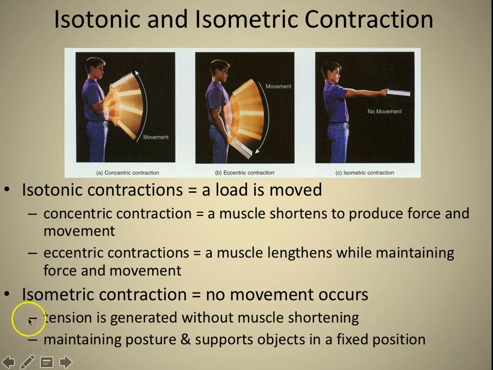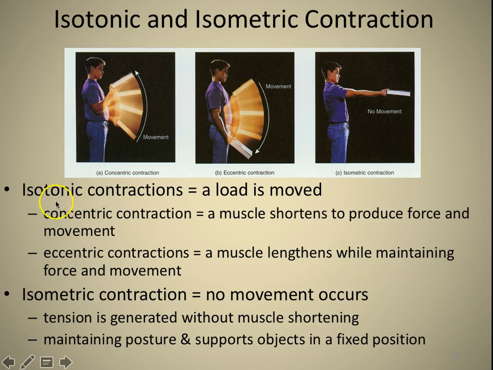All right. So let's just talk about a couple different types of contractions. We have isotonic contractions. In this case, a load is being moved, and isometric contractions, in which case there is no movement. You're simply, like in this case, you see this image here, you're simply holding the book out. So isometric means there's no movement. Isotonic basically means the same tone.